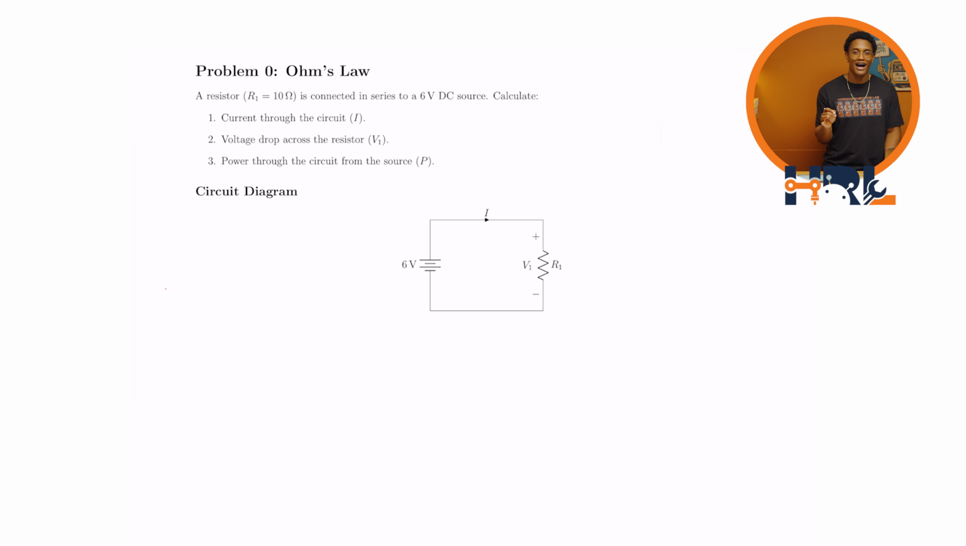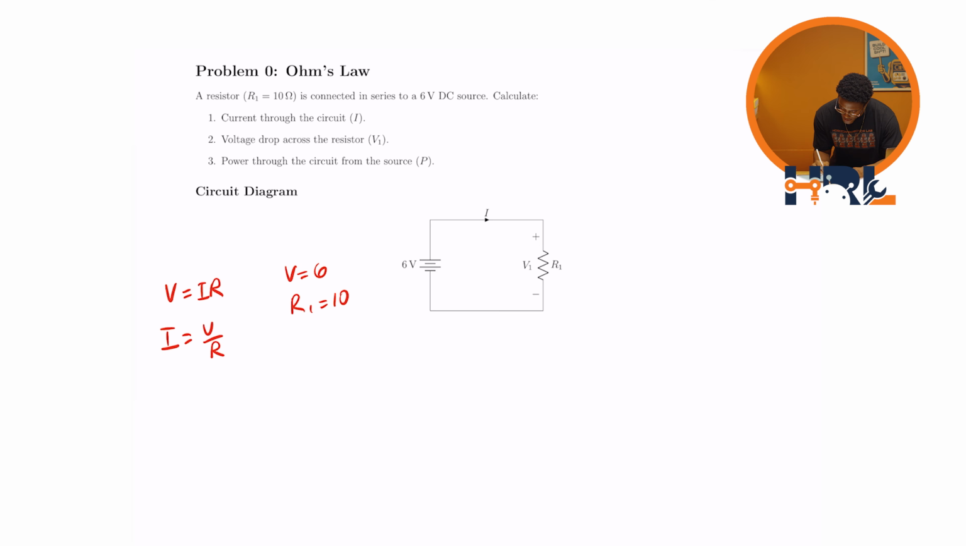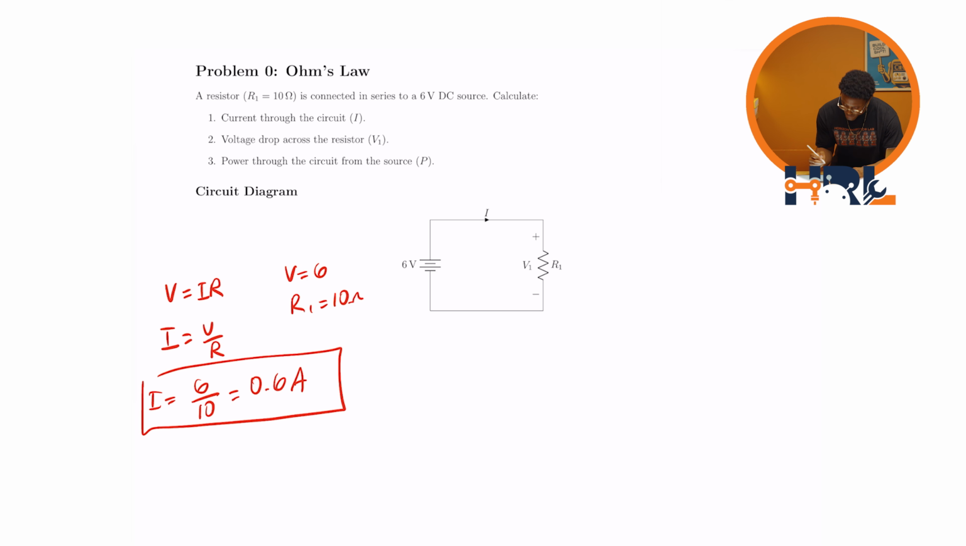To find the current I, we first need to start with Ohm's law. And remember, Ohm's law is V equals IR. If we rearrange the equation to solve for I, we have I is equal to V over R. Very nice. So V in this problem is 6, and then R1 is equal to 10 ohms. So now if we plug that in, we have I is equal to 6 over 10. And so that means we have 0.6 amps flowing through the circuit.